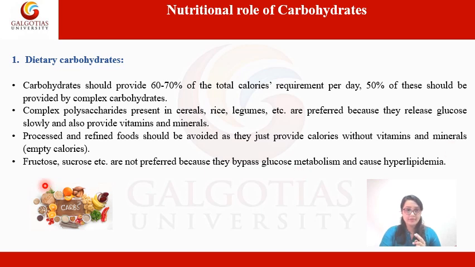Coming to the next point, fructose, sucrose, etc. are not preferred because they bypass glucose metabolism and cause hyperlipidemia. Fructose and sucrose, as we all know, are commonly present in foods. They are the natural forms of sugar which we can easily find in fruits.